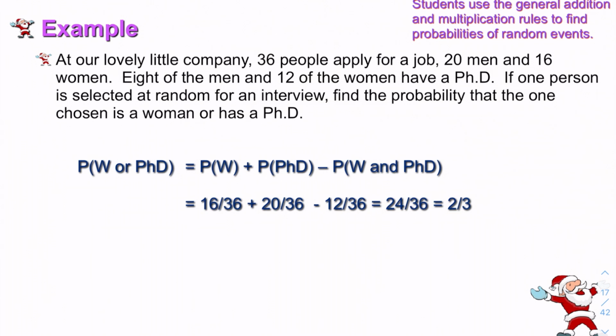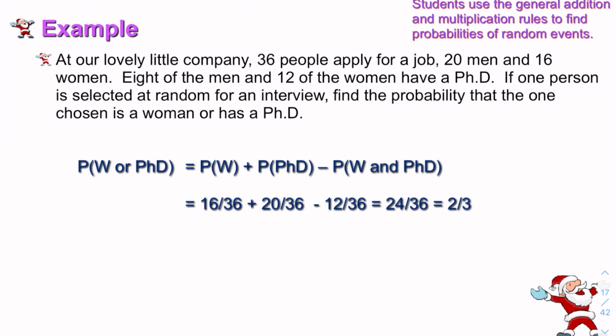Okay, so let's see if we can apply this in a couple situations. We can talk about examples, but these are the formulas that we're going to be bouncing back and forth between to figure out if independence, meaning one is not influenced by the other, is true. At our lovely little company, 36 people apply for a job. 20 are men, 16 are women. 8 of the men and 12 of the women have a PhD. It's pretty impressive. If one person is selected at random for an interview, find the probability that the one chosen is a woman or has a PhD.